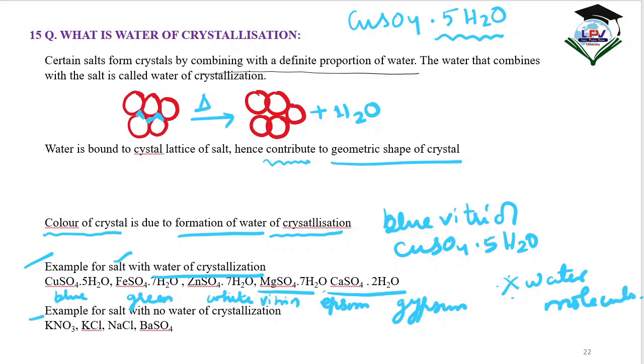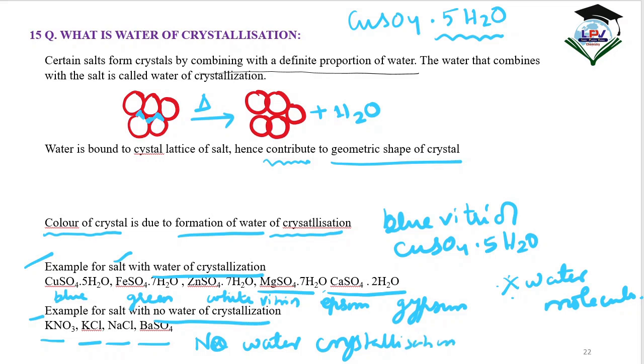For examples of salts with no water of crystallization, it is not that all salts have water of crystallization. Let's take potassium nitrate, potassium chloride, sodium chloride, barium sulfate. There is no water of crystallization. I hope, students, now you have understood what is water of crystallization and its importance in telling the geometry and the color.